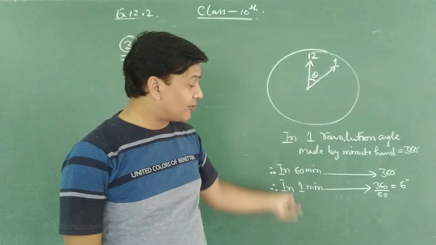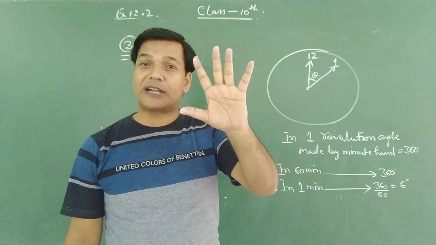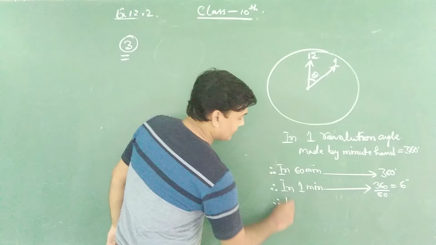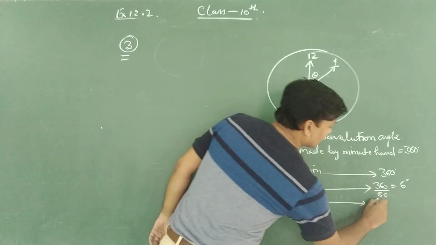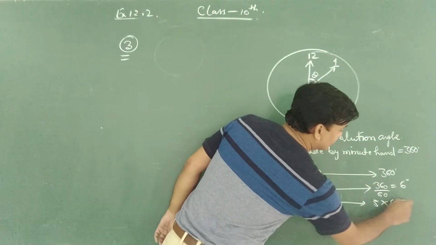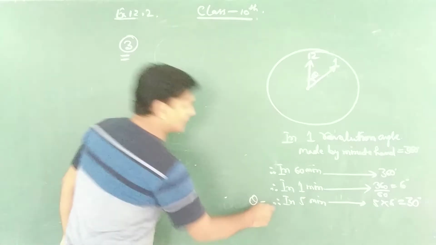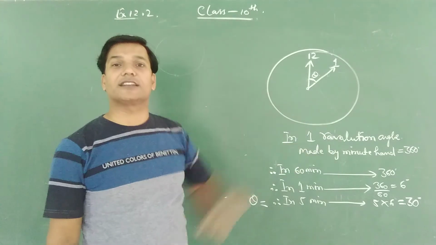1 मिनट में वो 6 डिग्री का कोण एंगल बना रहा है, तो 5 मिनट में कितने का बना देगा, मल्टीप्लाई कर दीजिए. Therefore in 5 minutes, 5 into 6, that is 30 degree. This is our theta. This angle theta is 30 degree.